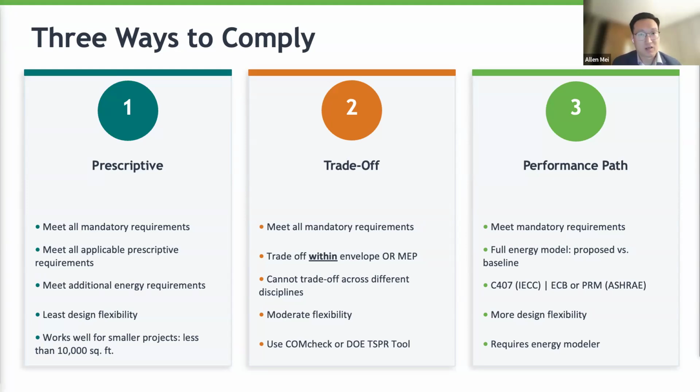And then option number three. I see a lot of familiar names here, and a lot of you are very familiar with the performance path. Both IECC and 90.1 have a performance path. In IECC, it's called simulated building performance. And in ASHRAE, they have two performance paths. One is called the energy cost budget method. The other is called Appendix G, performance rating method. We'll be talking about those.